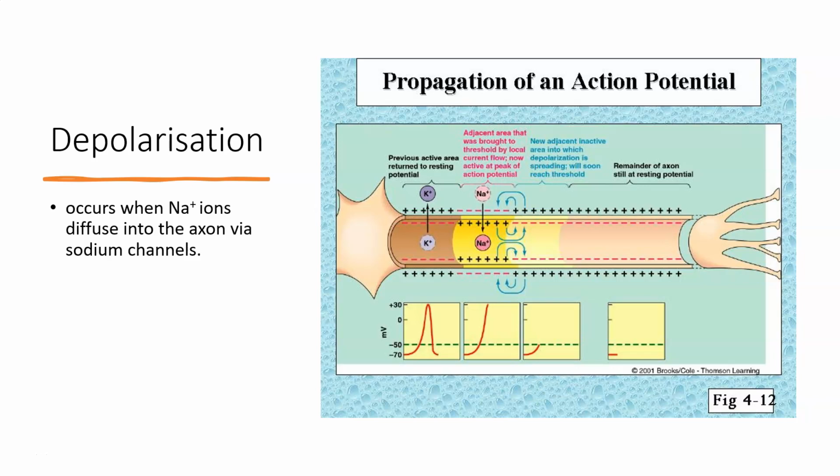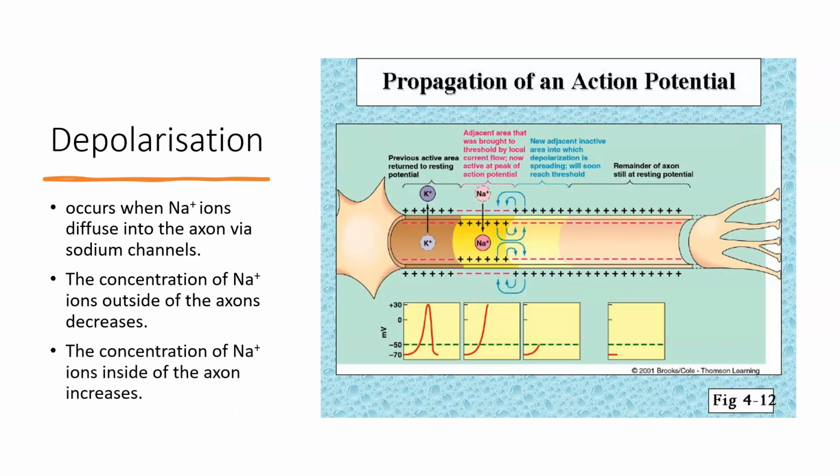Now this isn't your sodium potassium pumps, that's when they're pumping the sodium out, against the concentration gradient. So at this stage, the concentration of sodium ions inside the axon is increasing. This is just by simple diffusion through the sodium channels. That is a passive process, remember. So our sodium is coming in. That's our action potential.